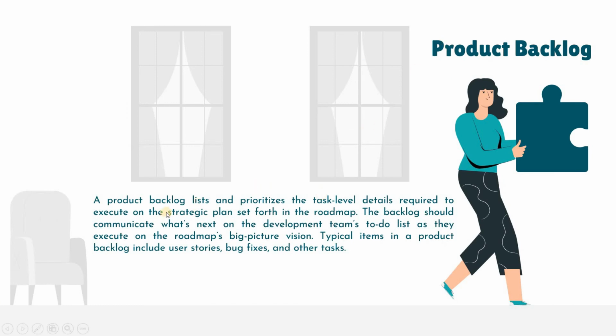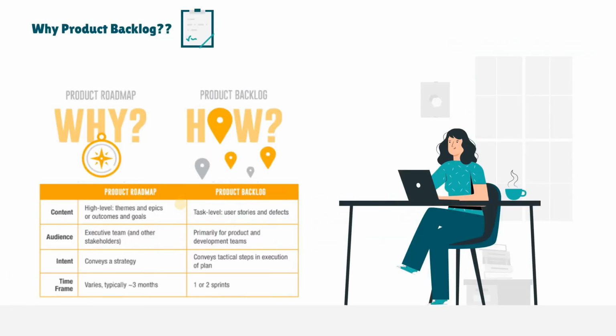So let me see what is the product backlog. Actually, the product backlog is the prioritized list which includes the task level and the required plan. So in the product backlog, the development team holds the to-do list and executes the roadmap items, the user stories, bug fixes, and tasks. So it includes several things.